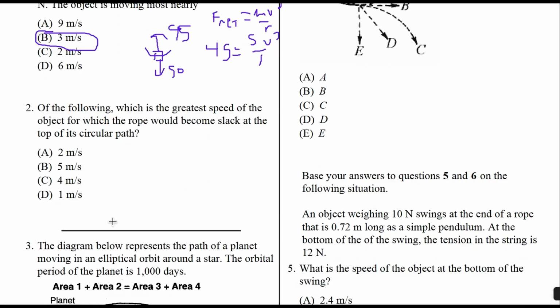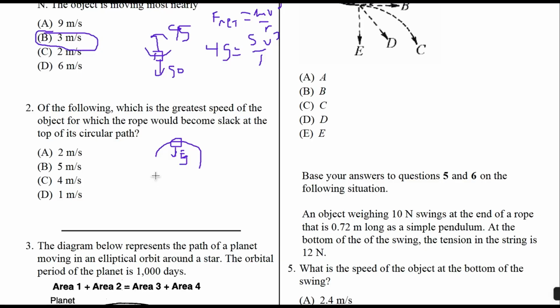Here, they want us to figure out when the object will become slack at the top of the circular path. Basically, the idea here is that when it goes to the top of the circle, instead of there being 2 forces acting on it, there is only one, the gravitational force. Remember, during these vertical circles, the tension force is going to vary depending on the speed. The gravitational force is always acting on the object and is always going down.